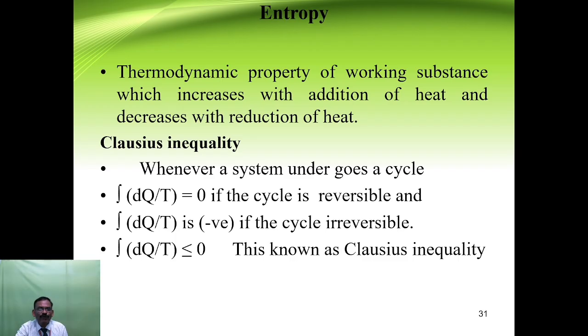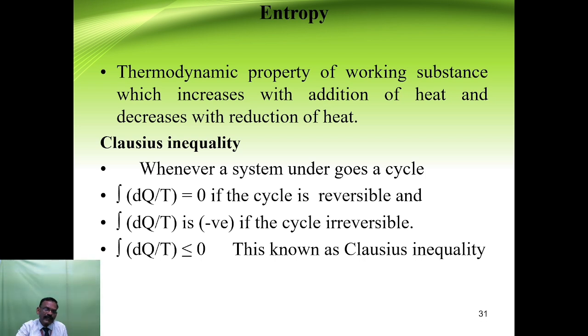Then entropy. What is entropy? Entropy is derived from the second law of thermodynamics. So entropy is the molecular measure of disorderliness. It means entropy is defined as the ratio dQ by T. What is dQ? Change in heat transfer. What is T? Absolute temperature. So this property relates heat and temperature and also molecular movement.